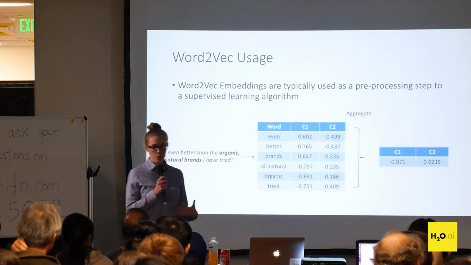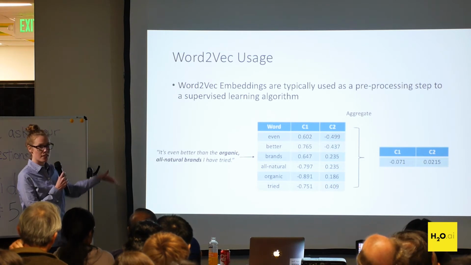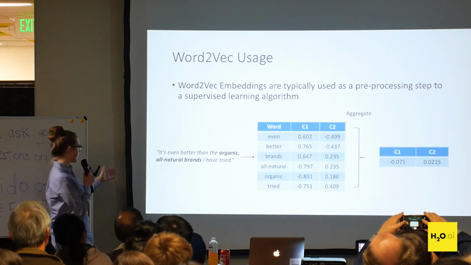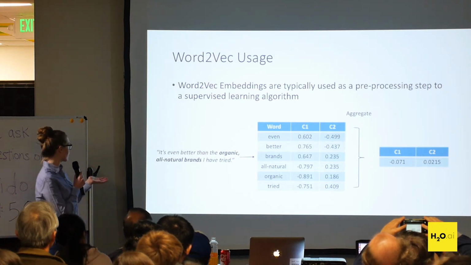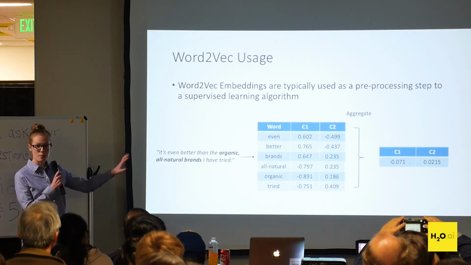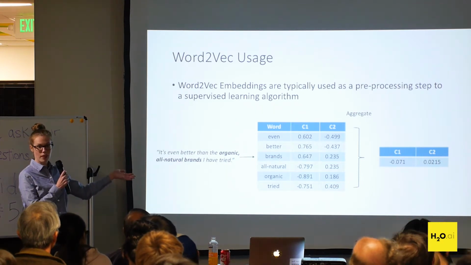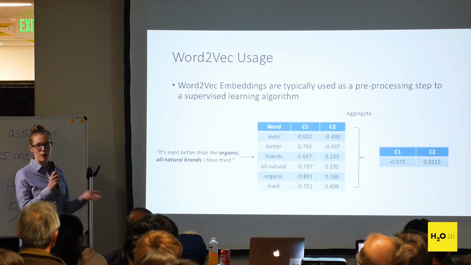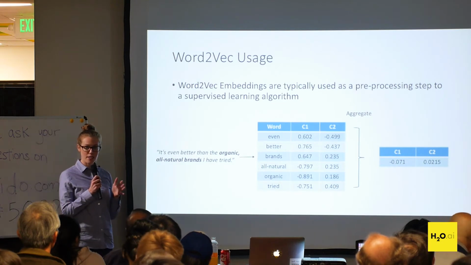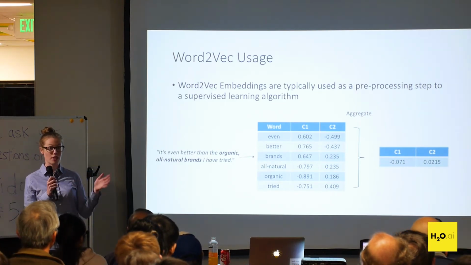Okay, so now once I use this Word2Vec algorithm, I'm going to get for each word some numbers. It's this vector of numbers. So we have, again, the same review: it's even better than the organic all-natural brands I've tried. For each of those words in there, minus some stop words like the and of, we're going to get some word embeddings. But my goal of this talk is to try to predict whether or not a review is positive or negative.